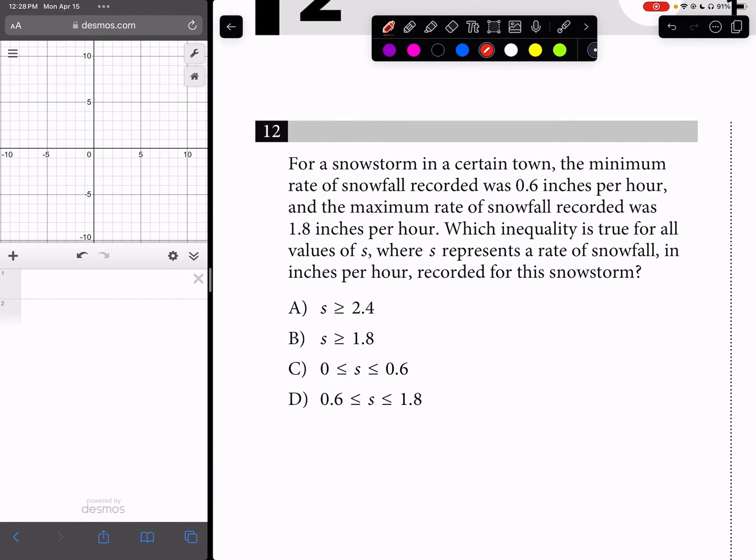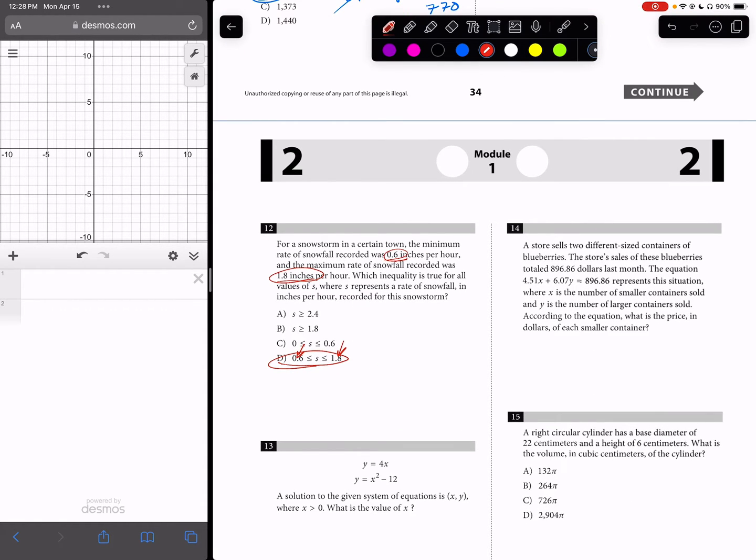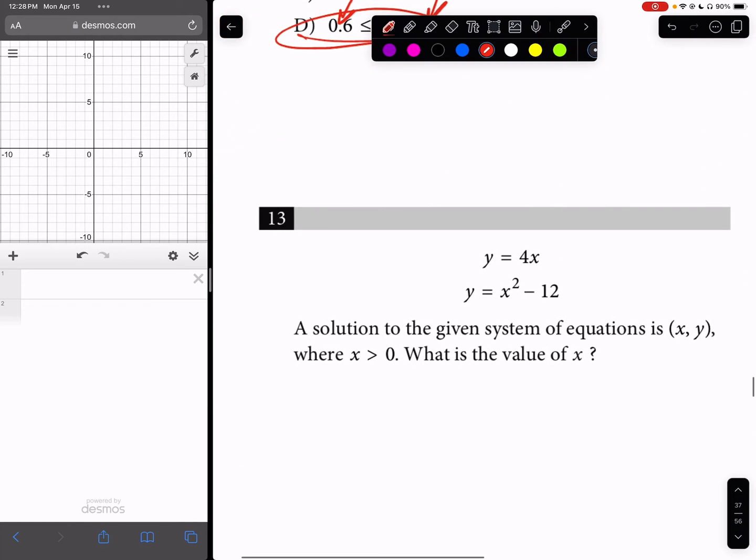For a snowstorm in a certain town, the minimum rate of snowfall was recorded at this, and the maximum was recorded at this. Which inequality is true for all values of S, where S represents a rate of snowfall in inches per hour recorded for the snowstorm? Which of the following could represent this? Isn't it going to be D? D was the lowest and the highest. I'm going to go with D. Almost feels too easy. Coming over here for number 13.